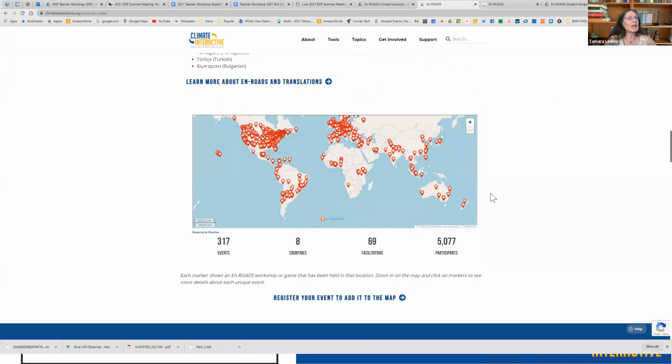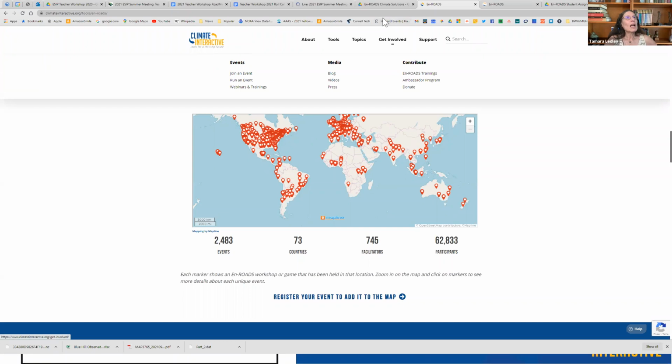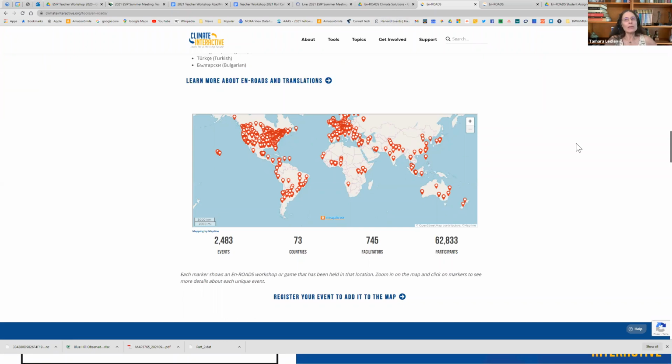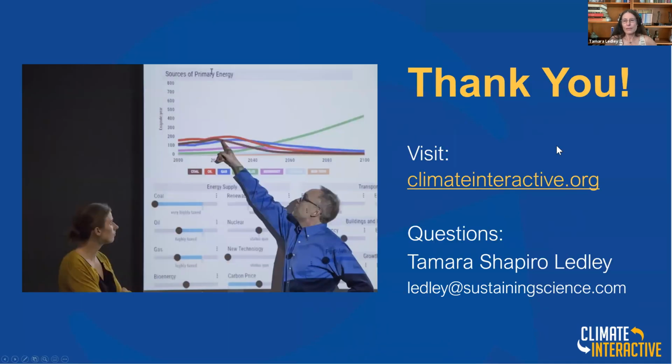The other piece that may be of interest is the implementations of En-ROADS around the world. The model was released in December of 2019, and there have been almost 2,500 events like this, reaching almost 63,000 participants around the world. So it's truly an international effort. And so with that, I will end. Let's see if I have my last slide here. There we go.